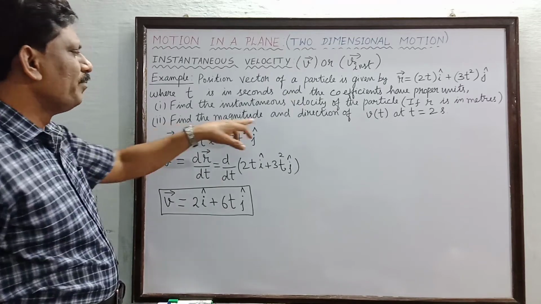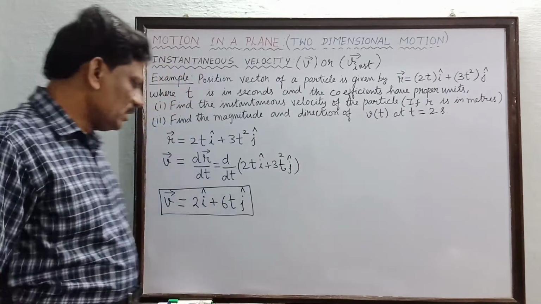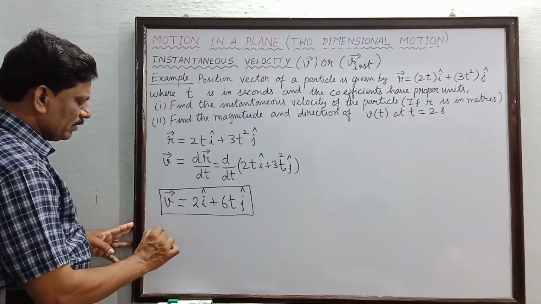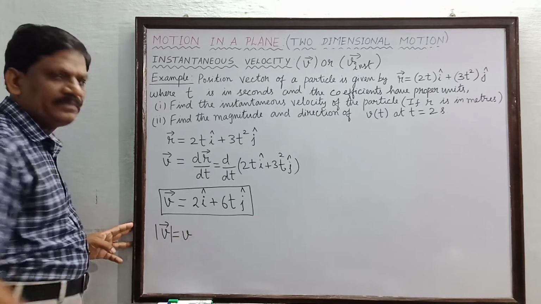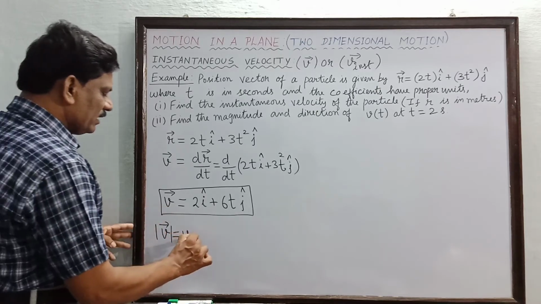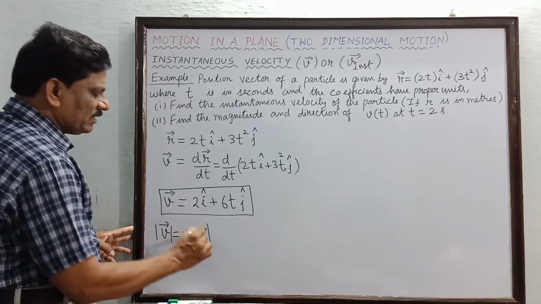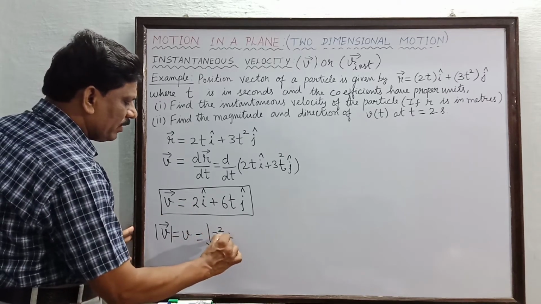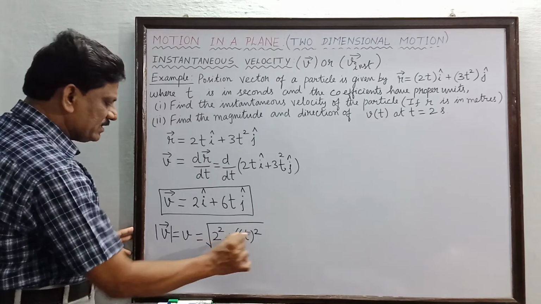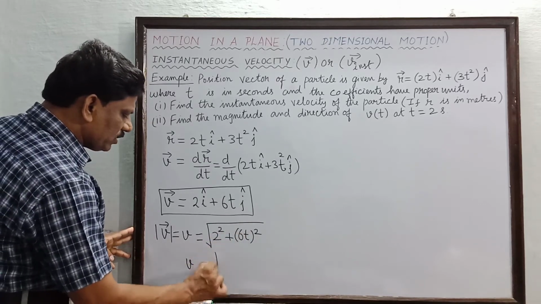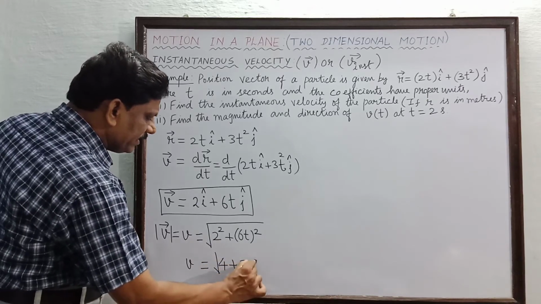Next, we have to find the magnitude as well as the direction of this velocity when t is equal to 2 seconds. What is the magnitude? The magnitude of v, that is the modulus of the v vector, is equal to v. We take the modulus of this vector, which is the square root of the x component of velocity, 2, squared, plus 6t the whole squared. 6t the whole squared is 36t square. So v is equal to the square root of 4 plus 36t square.